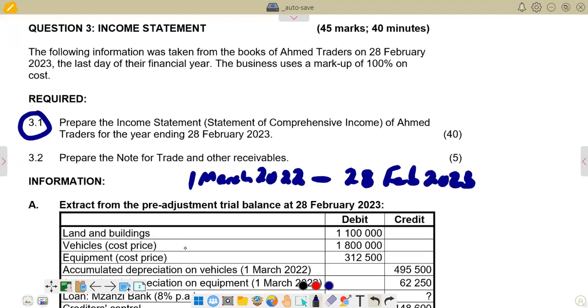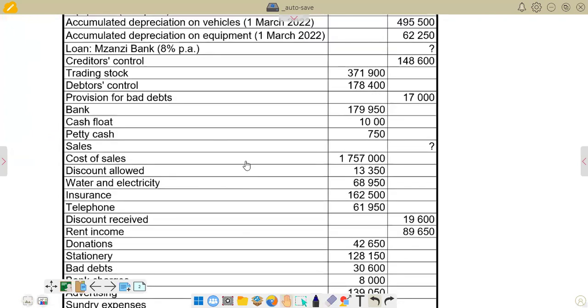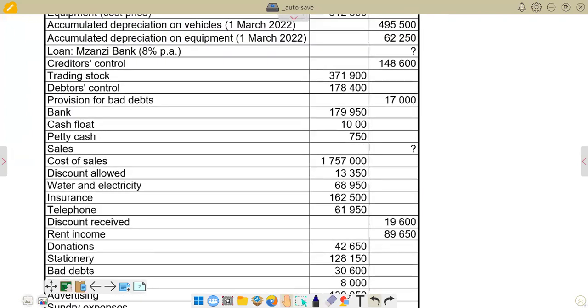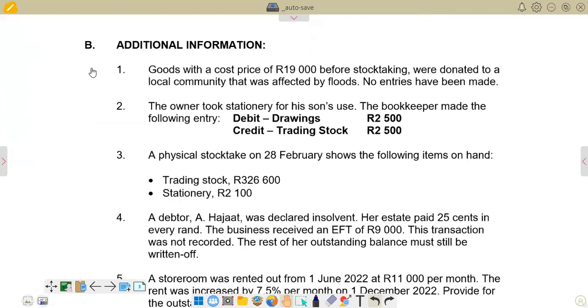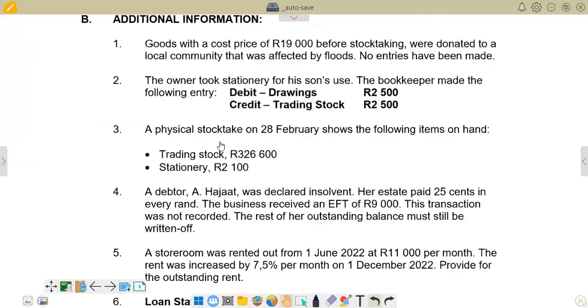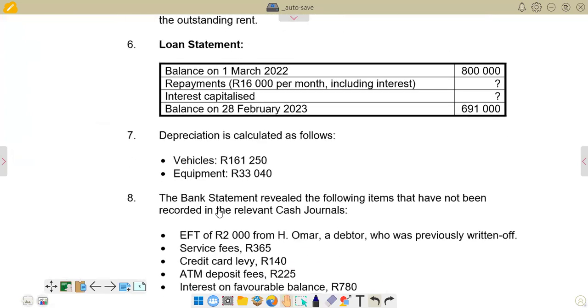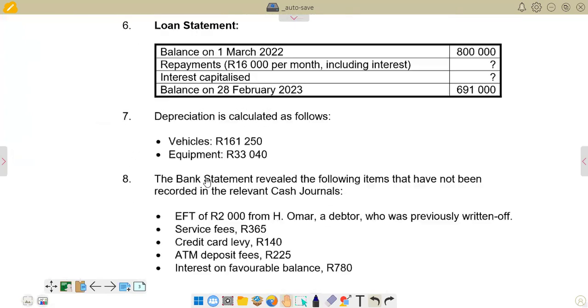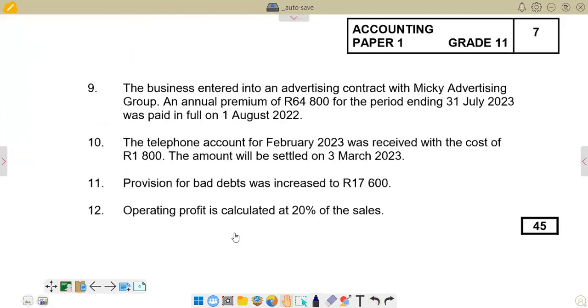So this is what we have. Then this is the trial balance that you are given. You'll see that it goes down. These are the figures that we have in the trial balance. And if you go further in the question, you'll see that you are given additional information. So if you come here, this is our additional information, information B. It ranges from 1, and you go down, you can go through all the additional information that we have there. And if you go to the next page, you are going to see the continuation of this additional information. And after this additional information, obviously, we need to answer the question according to the preparation of the statement of comprehensive income, that is the income statement.